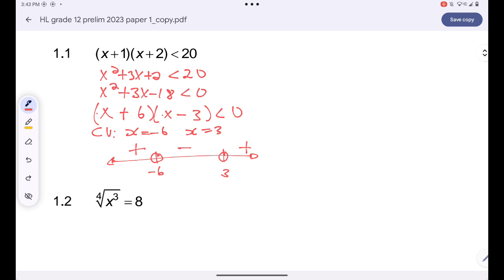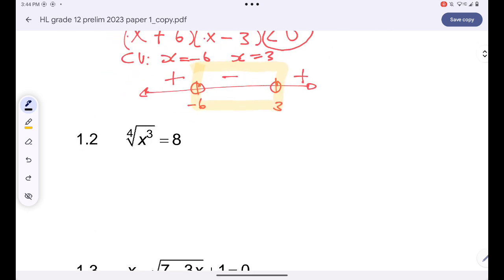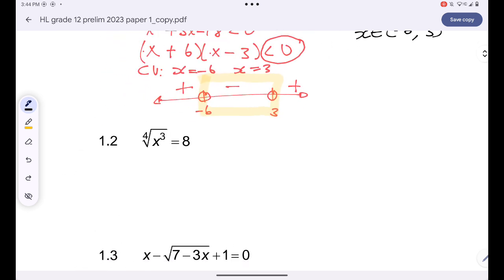I'm looking for the values of x that will give me something which is less than 0. Less than 0 simply means negative, and I can only see negative on my number line over here. So the final answer will simply be x is between negative 6 and 3, or you can write it in interval notation: x is an element of negative 6 and 3. Are you together?